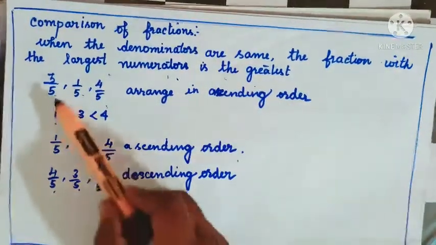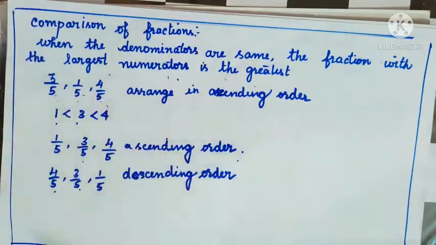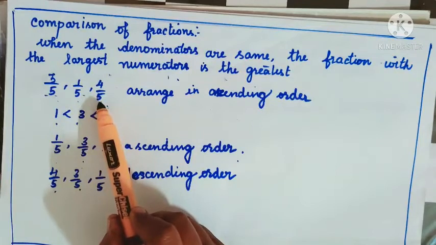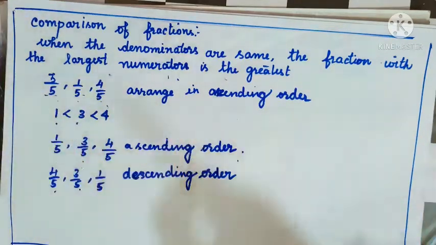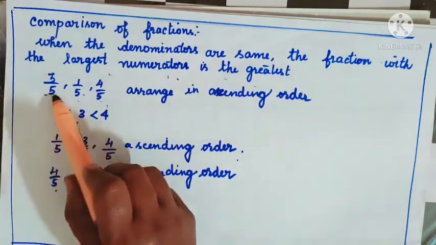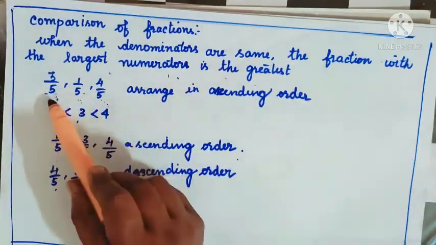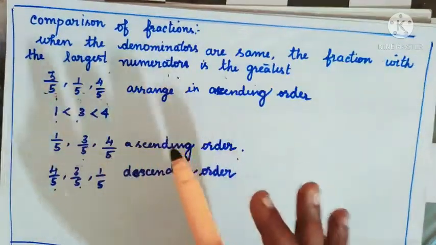Here fractions are given for you: 3 by 5, 1 by 5, 4 by 5. The denominators are same, and that means they are like fractions. If the denominators are same, it is like fractions. So here the denominator is what? 5, 5, 5. So all the denominators are 5, so all the fractions are like fractions.